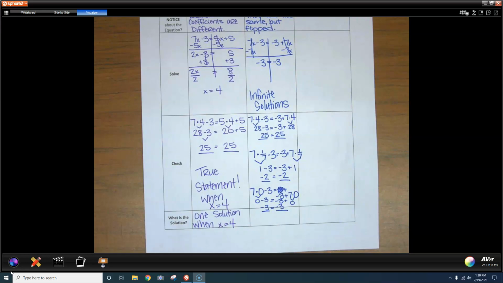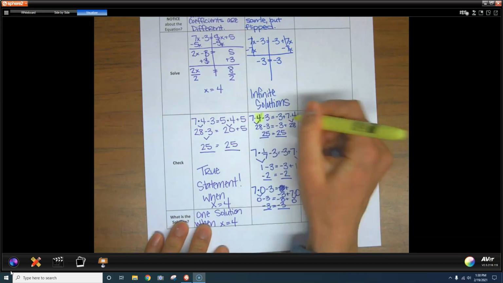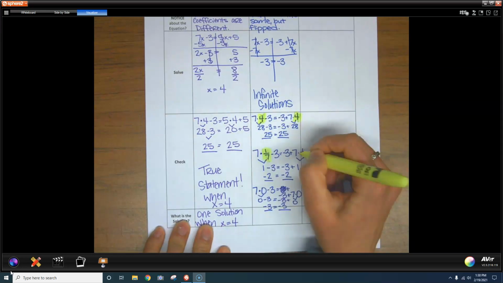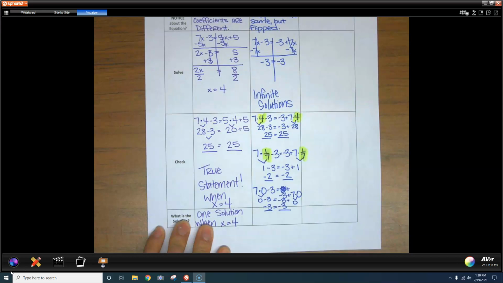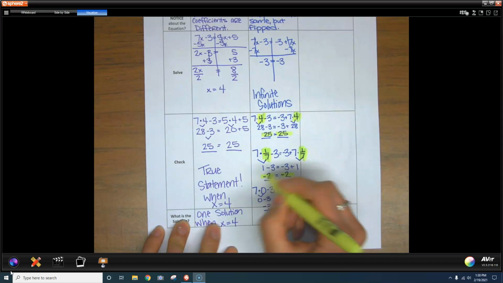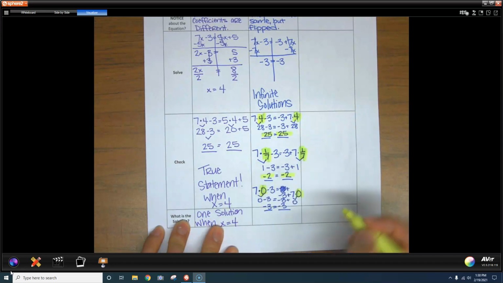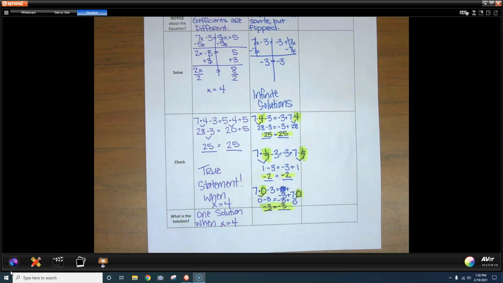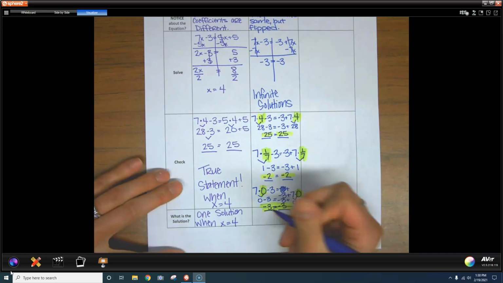The first value we tried was 4, and that made a true statement. The next value we tried was 1/7, and that made a true statement. The next one I tried was 0, and even though I almost made a mistake, I plugged it in correctly, and that made a true statement. So what this tells us is that any number we plug in for x will make the two halves equal. So what is the solution?